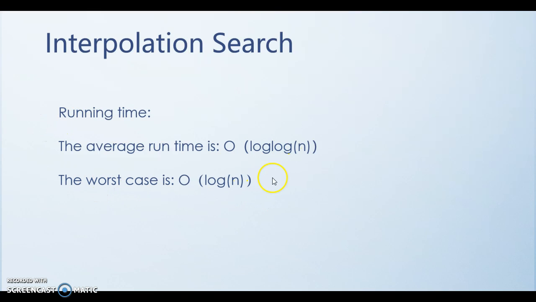Why do we have two running times? Because we have the worst case. The worst case is an unbalanced array, where the elements in the array go from 1 to 3, and then we jump from 3 to 2000, something like that, and we want to find a specific number in this array. We will have the worst case. But the average runtime is this, which is better than O(log n).